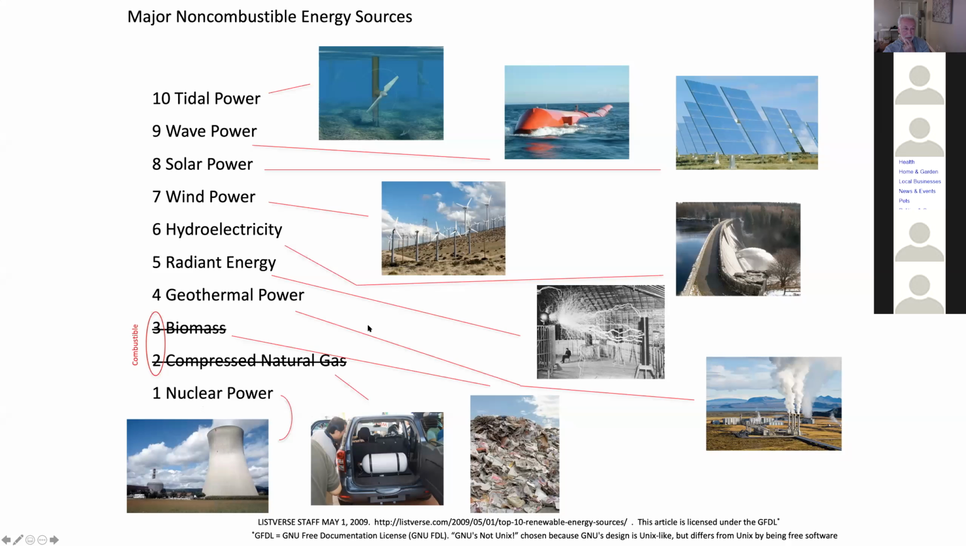Here I just put in a bunch of pictures of the various different types of non-combustible energy sources. So the tides, you can put machines in the water that will extract energy from tides or from waves, solar panels from the sun, turbines for wind. We have dams that can generate hydroelectricity, geothermal power, nuclear power. A significant amount of energy used today does come from nuclear power. The good thing about nuclear power is that it's non-combustible.